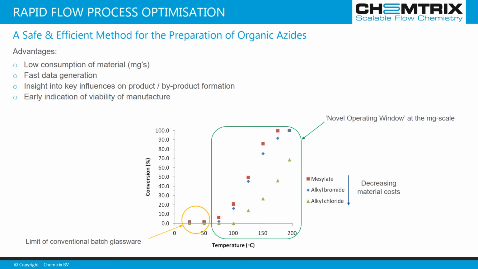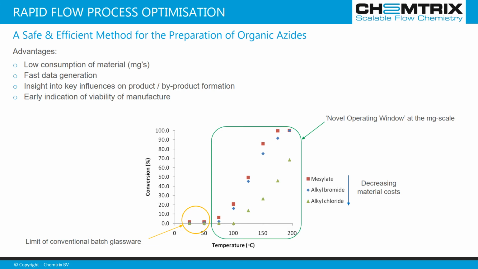On the graph you can see that in the flow reactor we're getting very little reaction under conventional thermal conditions of up to 50-60 degrees. However, this process is very strongly thermally activated, and you can see by working in a novel operating window that you conventionally wouldn't use in batch, we can accelerate this process to be giving you quantitative conversion of the alkyl bromide over to the organic azide in 30 seconds.